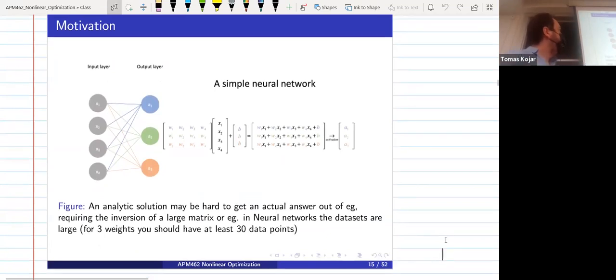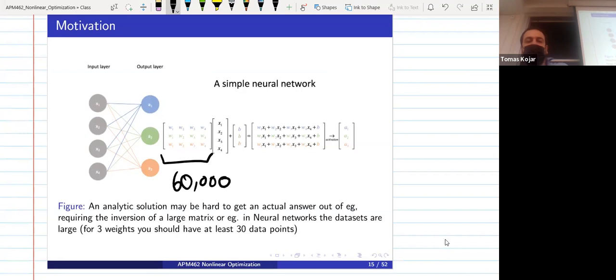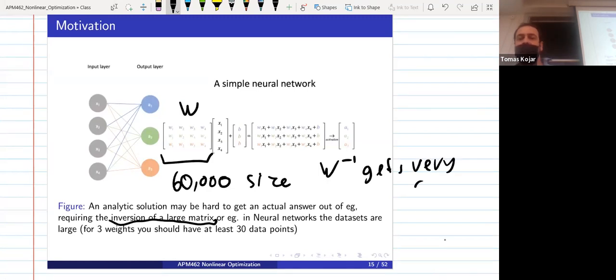Also, you have another problem, again, in neural nets. You have what's called a matrix of weights. And often this goes into the like 60,000 size. So when you start inverting these matrices, you're in trouble. Okay, so trying to like find W inverse gets very, very costly. Okay. So that's another reason why solving it exactly is too expensive, and numerics tend to be cheaper. Okay.